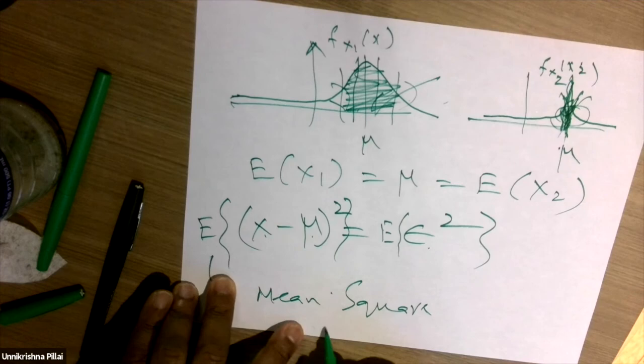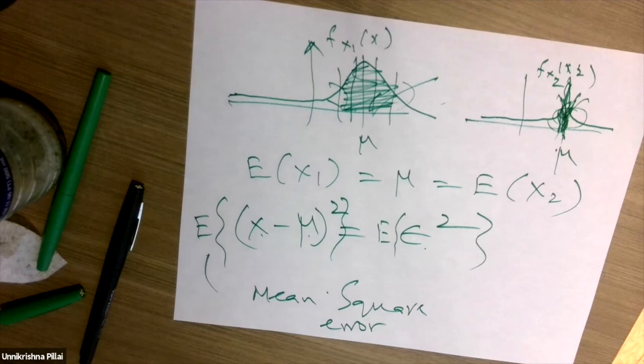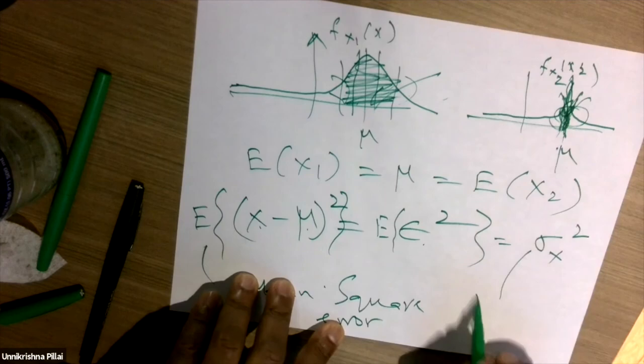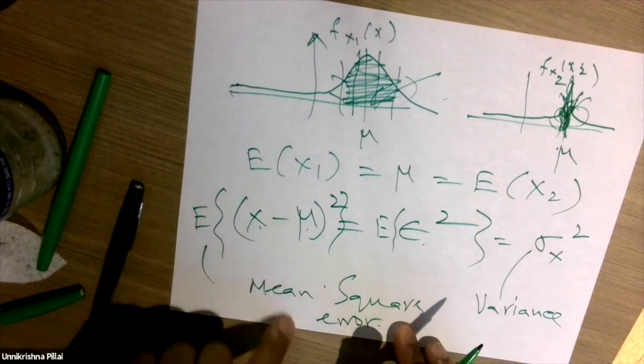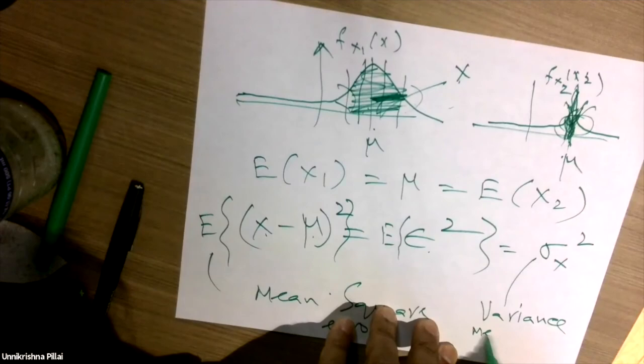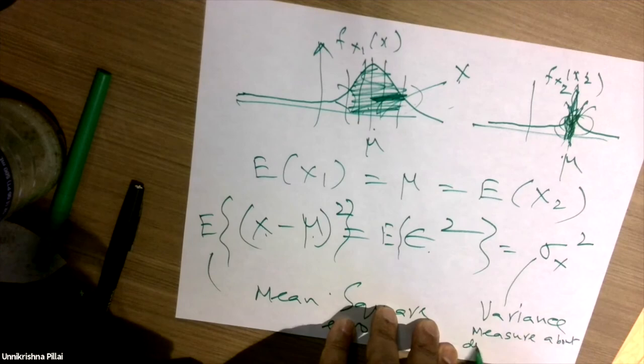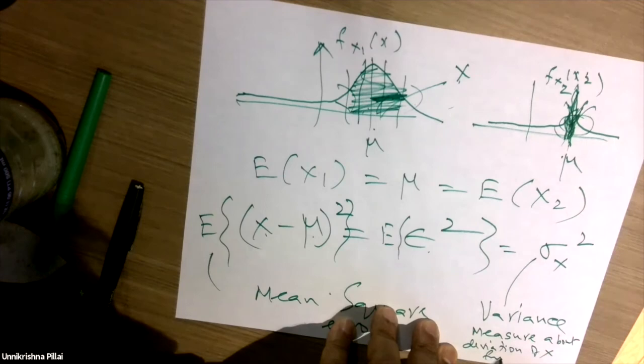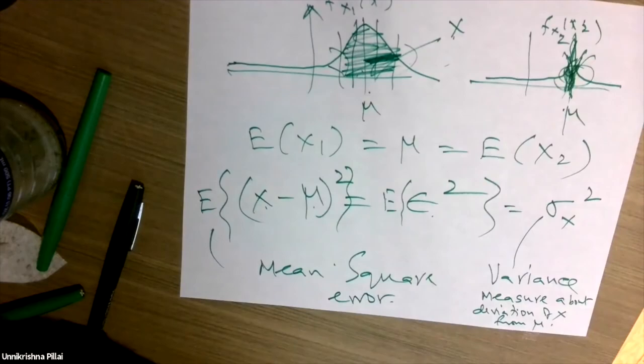Mean is average, mean square error. In statistics or in probability, this is given the symbol sigma x squared, and it is called the variance. If a random variable is here, x minus mu is this deviation from the mean. So sigma x squared is a measure of deviation of x from its mean. I'll draw it on another graph.